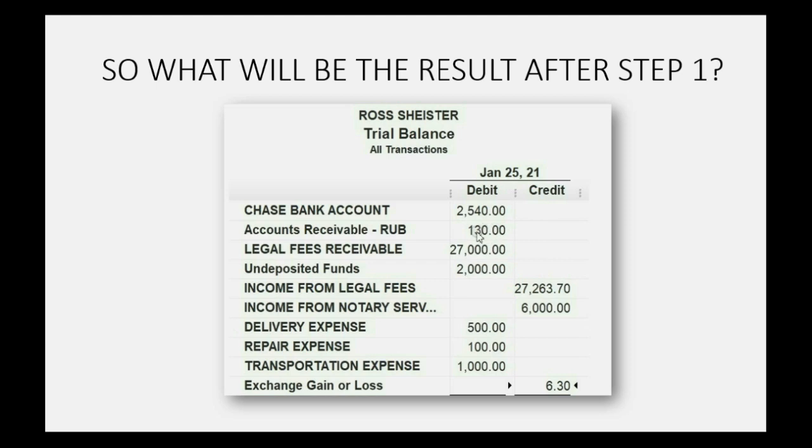Well, if they paid all 10,000 rubles, then accounts receivable rubles will go down to 0. And because they were worth 120 US dollars at the moment we received them, then undeposited funds will increase by $120 and become 2,120. And the difference is a $10 loss. Now, right now, we have a $6.30 gain. But if we put in a $10 loss against a $6.30 gain, we wind up with a net loss of $3.70. And these will be the numbers just after recording the first step of receiving the payment.